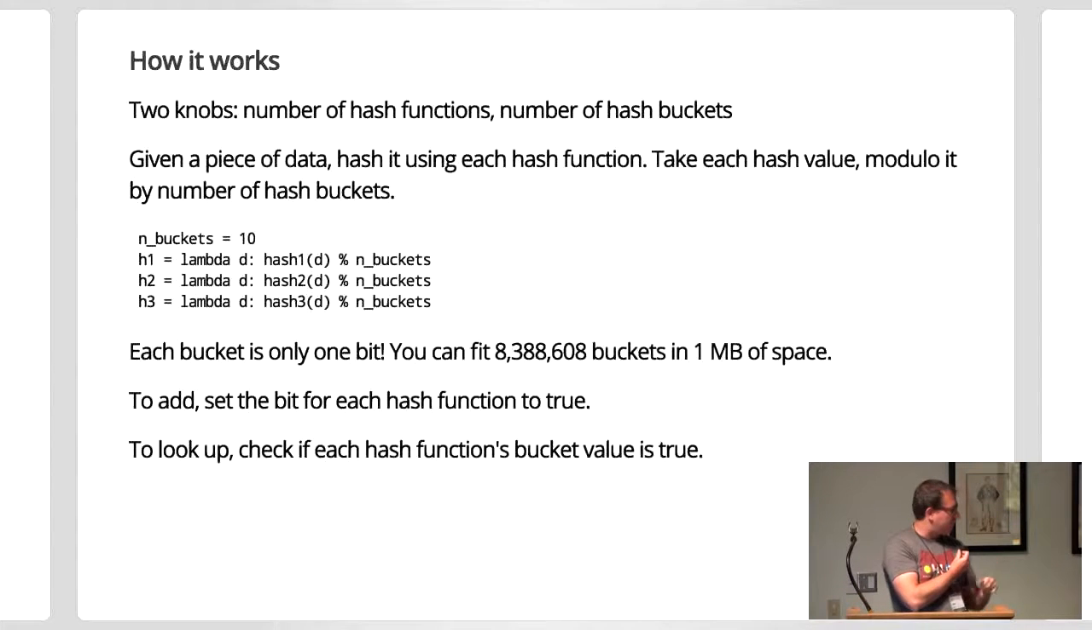To add stuff to a Bloom filter, you just set that bit in the bucket for each of its hash functions to true. And to look it up, you do the same thing. If all the bits are 1, then it returns true. So it might be there.